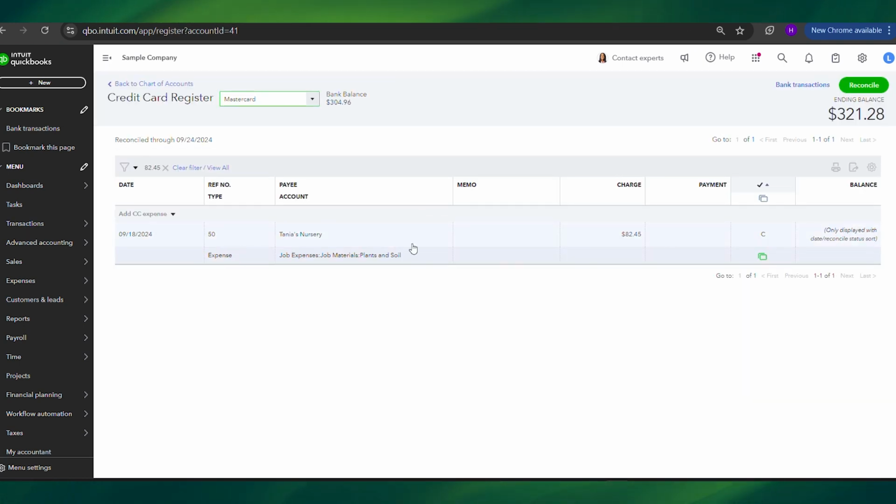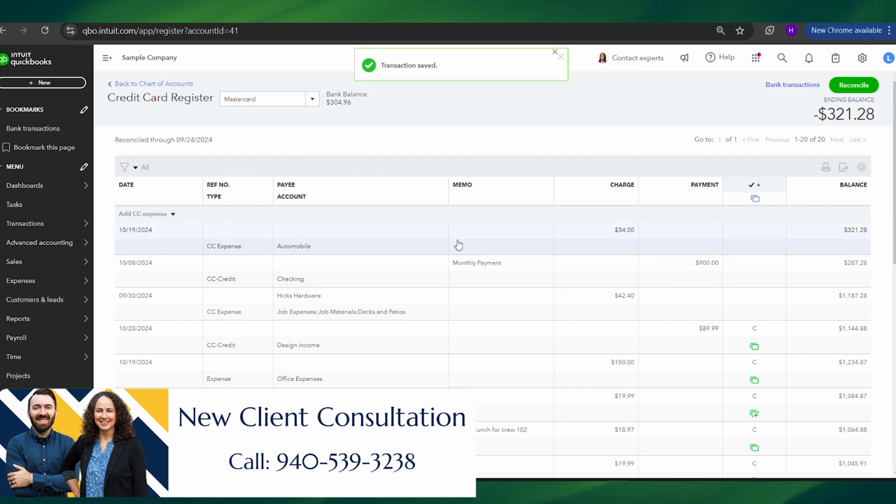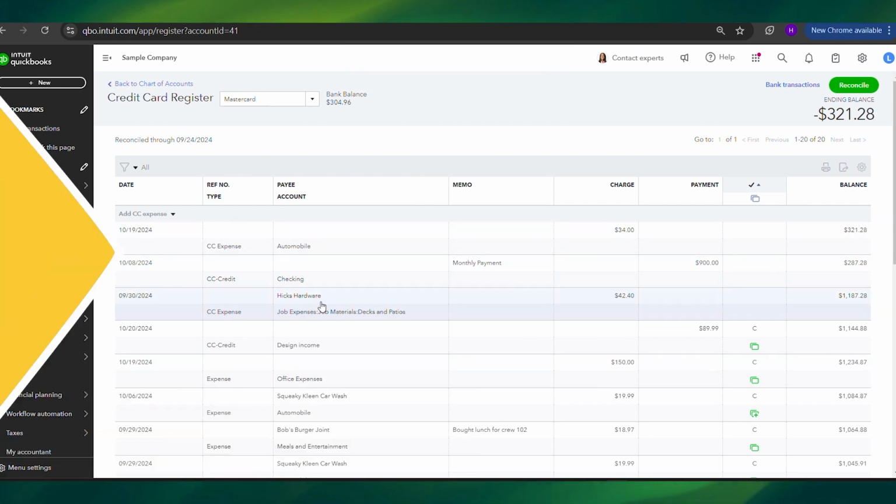So now only one of these is showing up. Since this one had been reconciled, we can reconcile it again. And we can just go here and click the C until it turns to an R, and that means it's reconciled. And that is how you look for and correct double counted expenses.